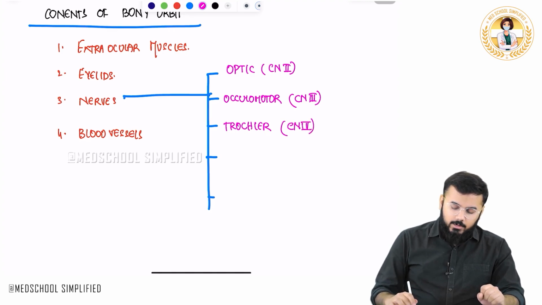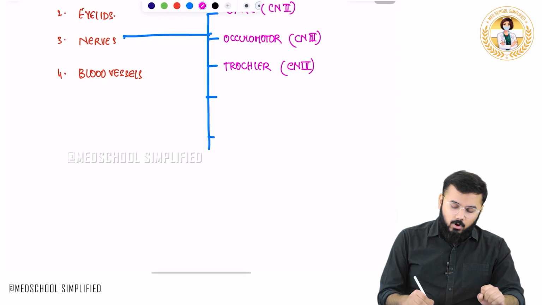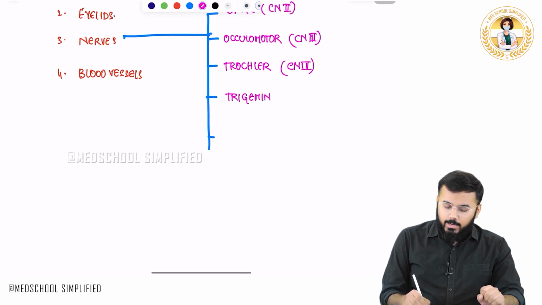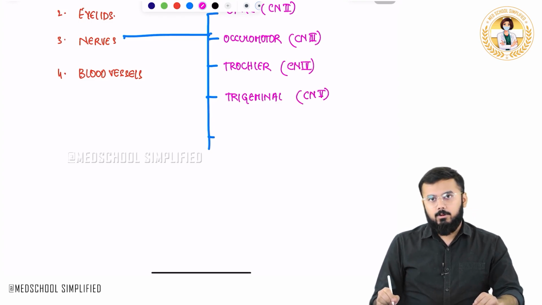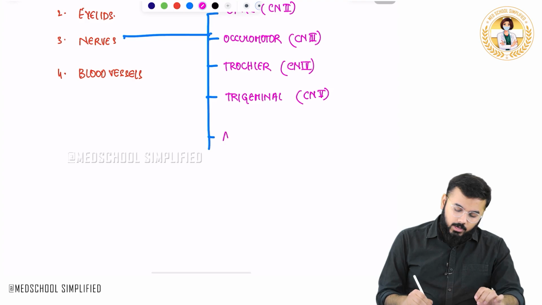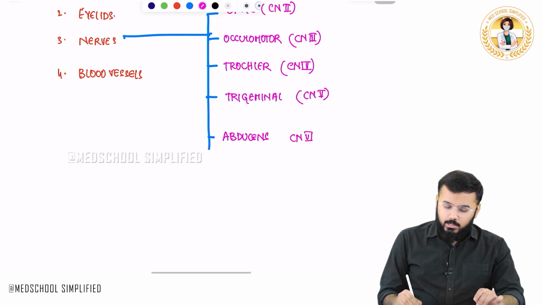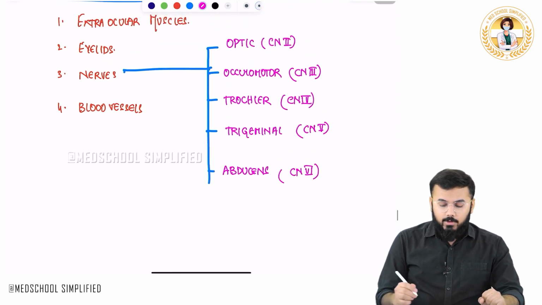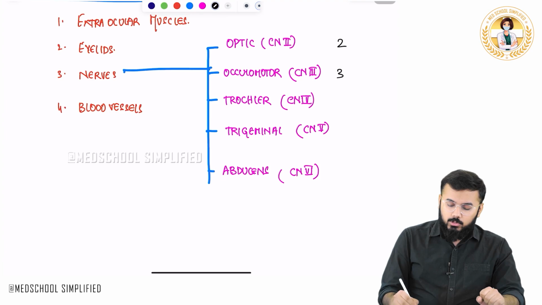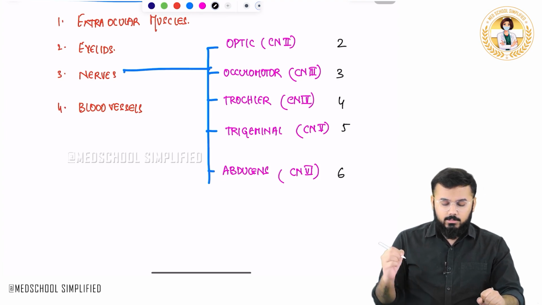Okay. So, after trochlear nerve, next we have got trigeminal nerve. And again, what is this trigeminal nerve? Cranial nerve number 5 is called as your trigeminal nerve. Now, last nerve is your abducens nerve. Abducens nerve is your cranial nerve number 6. So, how many nerves we have got? We have got nerves like 2, 3, 4, 5, 6.